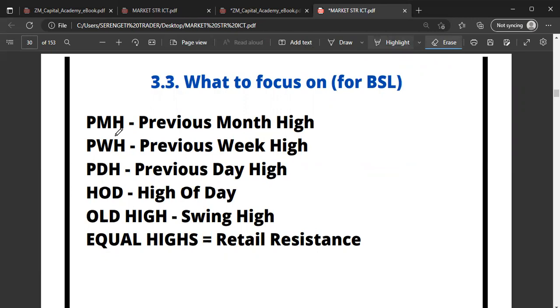But these ones are just created in order for you to understand. You don't have to go and look for a previous month's high. Look at your time frame. If you are trading on 15 minutes or 5 minutes, you just have to look at maybe swing high and swing low. The swing high, the swing low, or the previous day high, or the high of the day. These are the ones that we actually use.